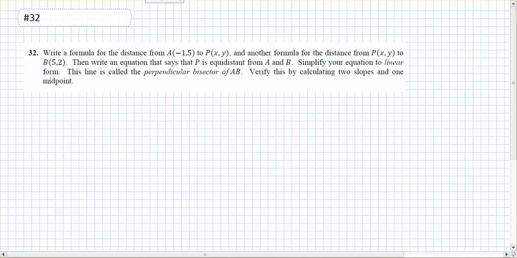Hi everyone. Okay, so this is going to be the video for number 32 from the problem book. So we'll just start out and work our way through the questions here. It says, first write a formula for the distance from A (-1, 5) to P (x, y). And then there's some other stuff. So first we'll just do that.